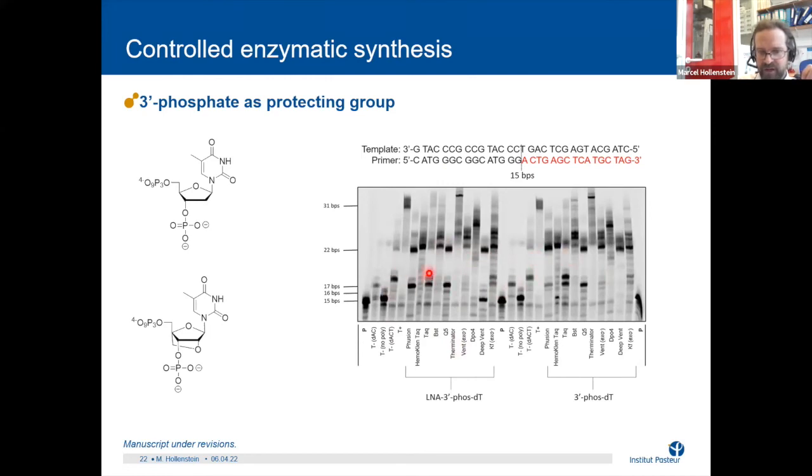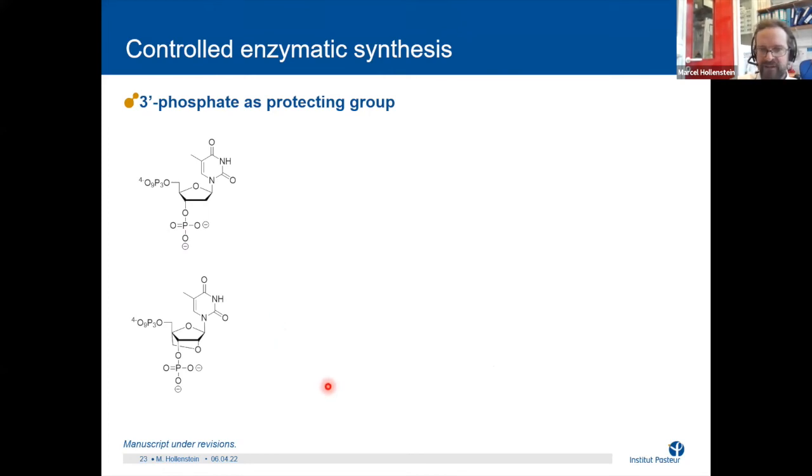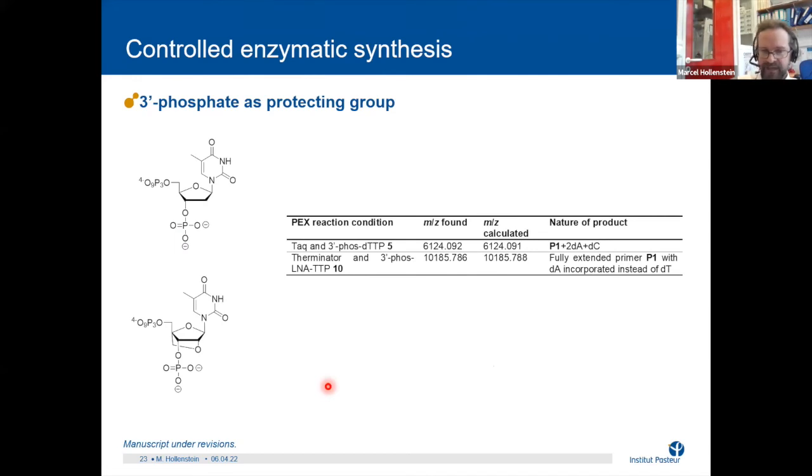However, to our surprise, we observed that not only one, but multiple nucleotides were incorporated, which was very surprising at the time. So we did an LC-MS analysis, and this analysis showed that natural nucleotides such as ATP were preferentially misincorporated rather than these phosphorylated nucleotides. And this explained why we had these longer than expected products that were formed.